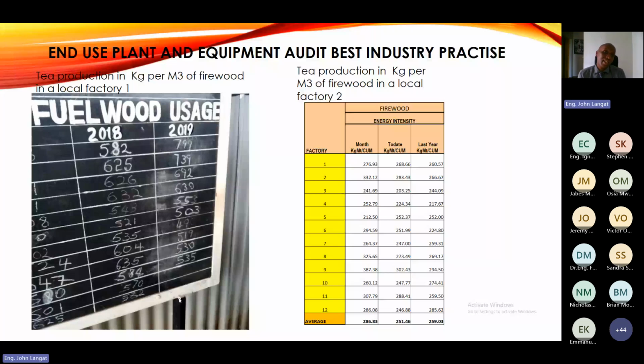So the first factory, and it was repeated across all the factories. I just picked a sample. These guys have around 6 factories. I just picked one of the factories, but the trend was the same. If you look at 2018, these guys were producing 582 kilograms of made tea per cubic meter. What should interest you is in 2019, these guys were producing 700. I'm assuming this is 800. I'm sure Engineer Mangerere and Phoenix and Njeru should be surprised to see this. They were doing 700, 739. You can see the trend.